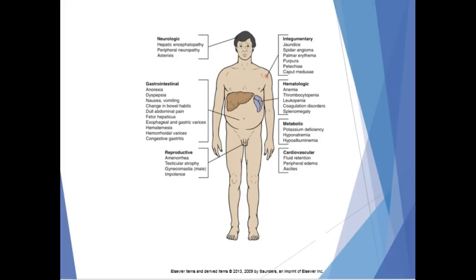Hematologic, you'll see anemia, thrombocytopenia, leukopenia, coagulation disorders, splenomegaly. Under metabolic, hypokalemia, hyponatremia, hypobilirubinemia, cardiovascular, fluid retention, peripheral edema, and ascites.